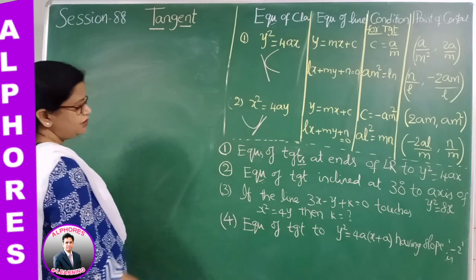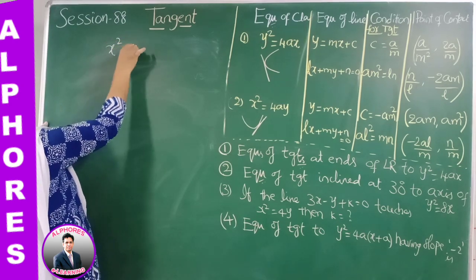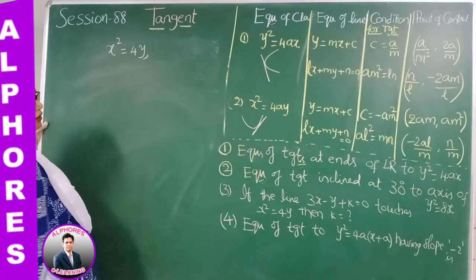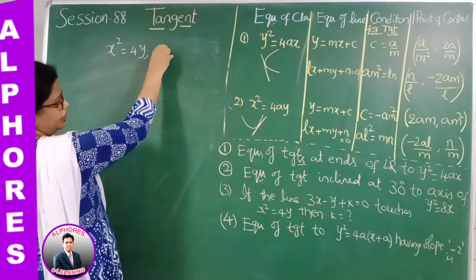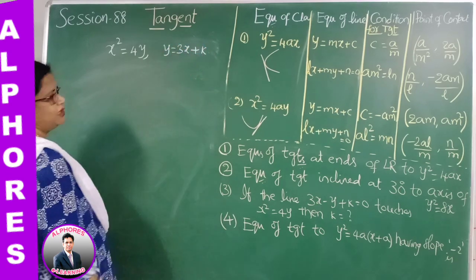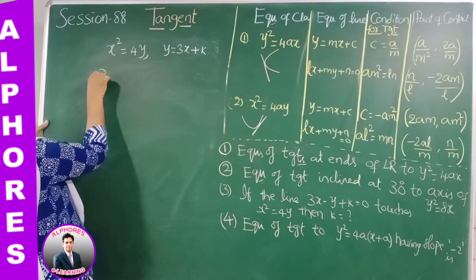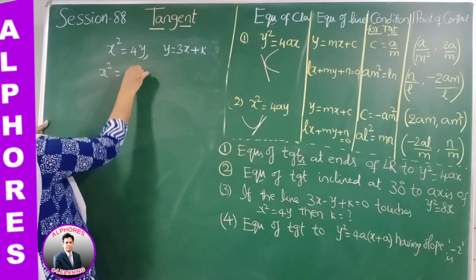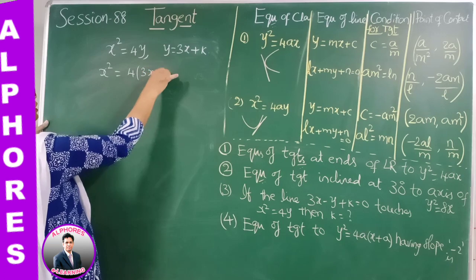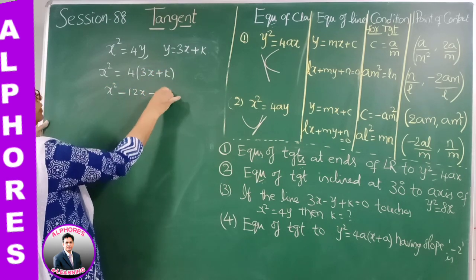One is without using the formula. So what is the curve given? x square equal to 4y is given, and the line given is y equal to 3x plus k. Now I am substituting this y value here. x square is 4 into (3x plus k), then it is x square minus 12x minus 4k equal to 0.